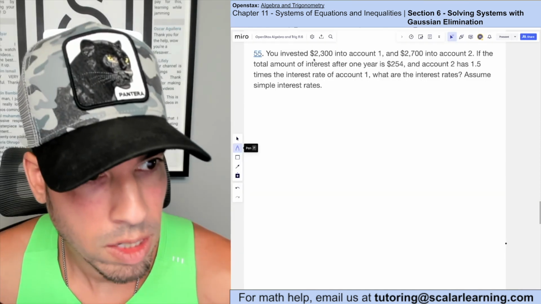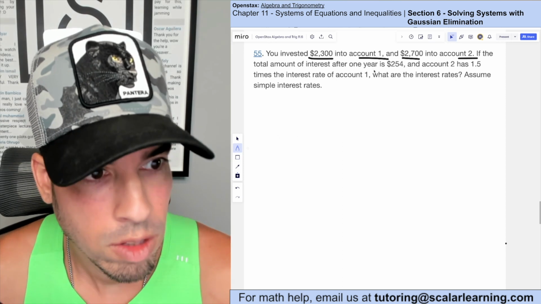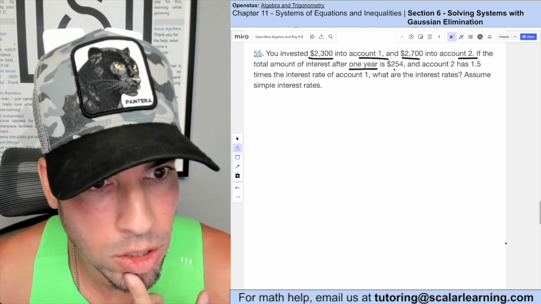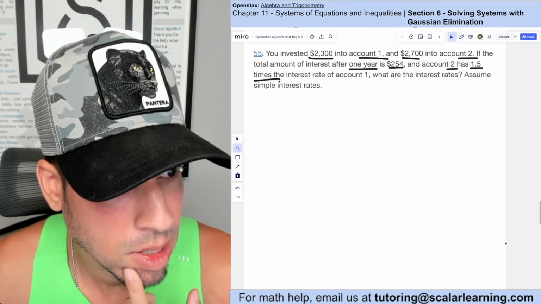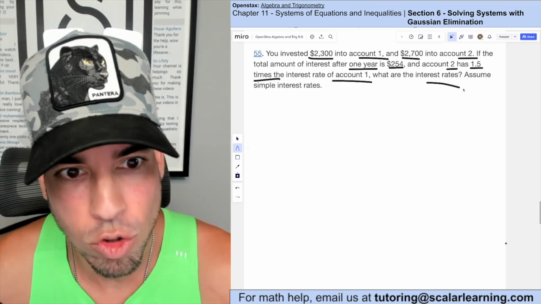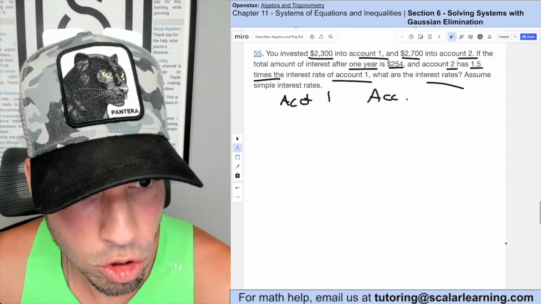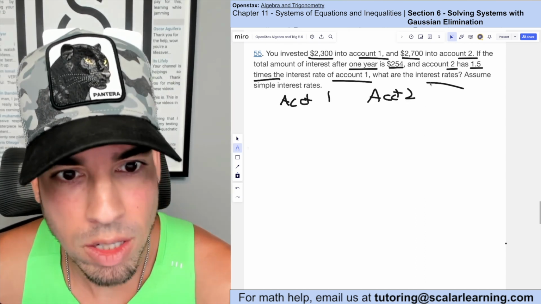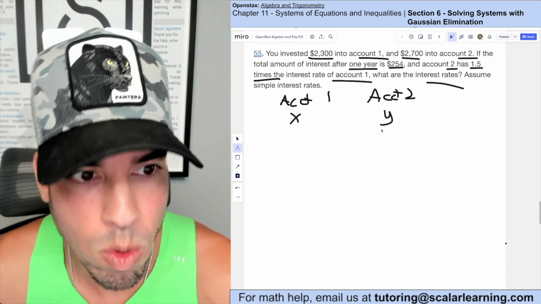Done. You invested $2,300 in one, $2,700 in two. If the total amount of interest after 1 year is $254 and account 2 has 1.5 times the interest rate of account 1, what are the interest rates? Okay, so if we say account 1 and account 2, what we're trying to do is figure out the interest rates, right? So we can say the interest rate for 1 is X, the interest rate for 2 is Y.